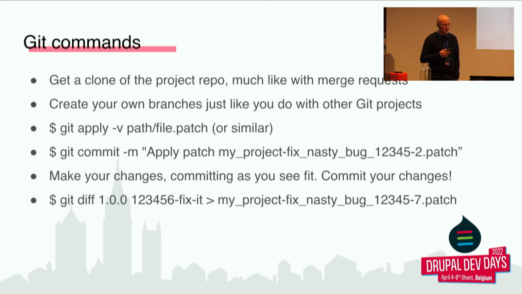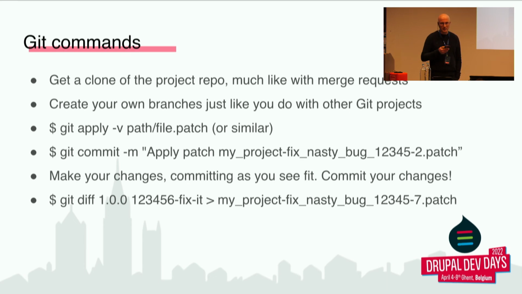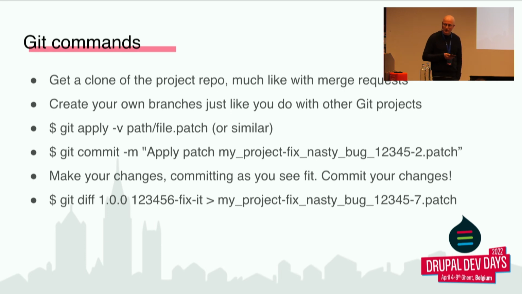Then make your changes like before. Commit as you see fit. Make sure that your changes are actually committed. I've seen people making changes and then trying to take the diff from the actual commit to what has been changed, and make the patch from that, which is possible, but it's very hard to reproduce. And you can also create patches, as the last command shows you. You can create patches from basically any arbitrary set of commits.